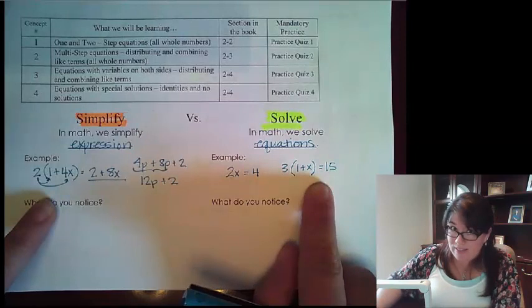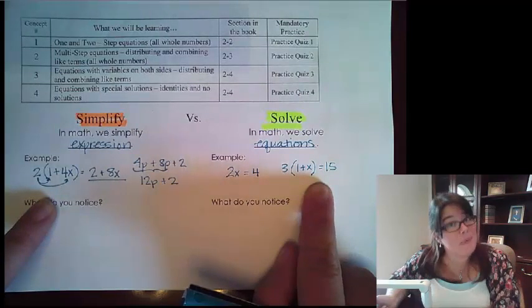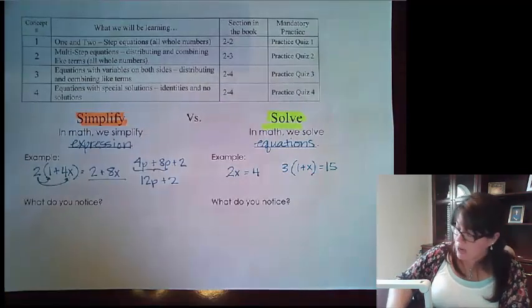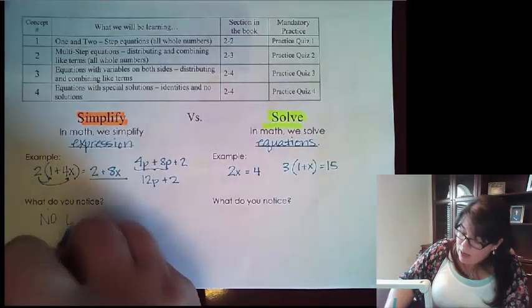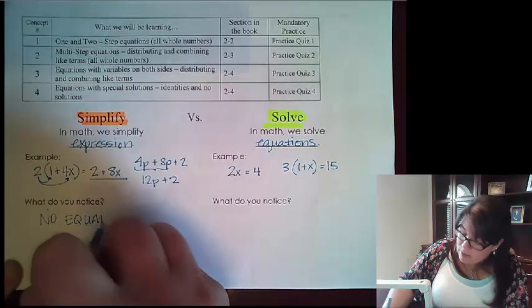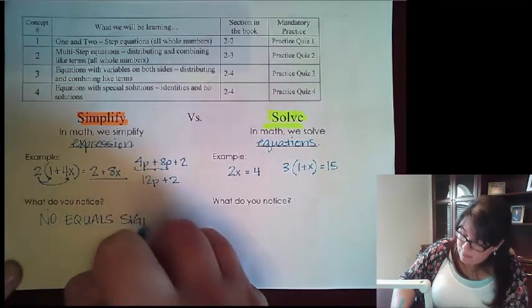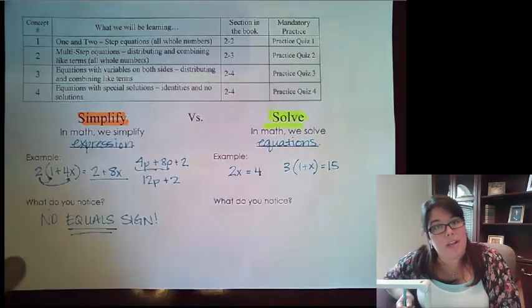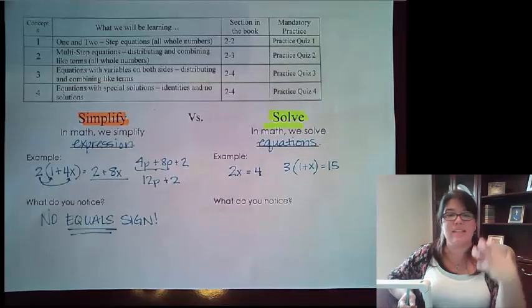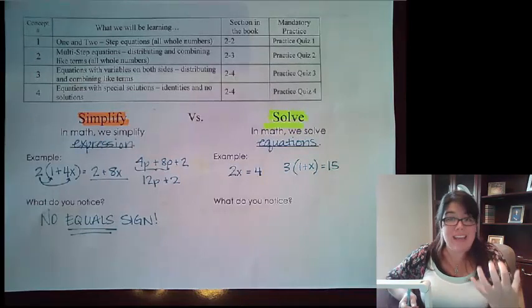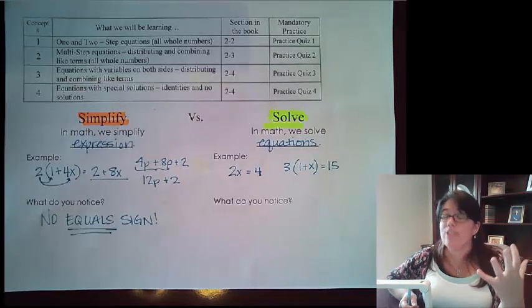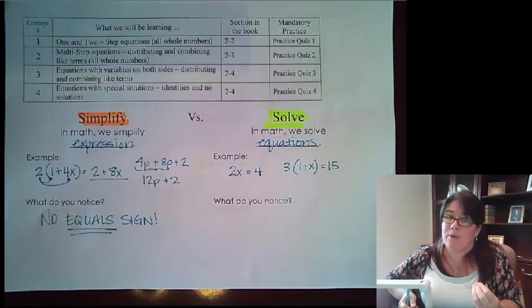So when we're looking at our expressions, which we simplify, and our equations, which we solve, what do you notice? What I hope you see is that with an expression, we have no equals sign. There is no equals sign. It's just a basic expression. It's just a group of terms. They don't necessarily equal anything. All we can do is make it more and more simple.